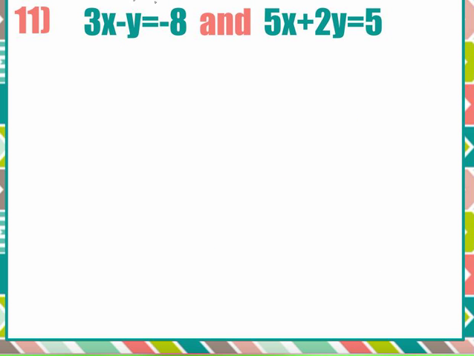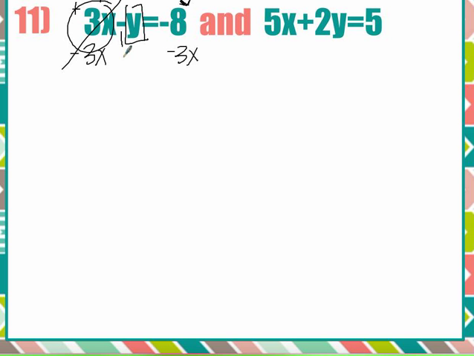Last one we're supposed to try. 3x minus y equals -8. 5x plus 2y equals 5. The easy target I see this time is this y. So I'm going to try and move the 3x away from it. To do that, since 3x is positive, I'm going to minus 3x from both sides.